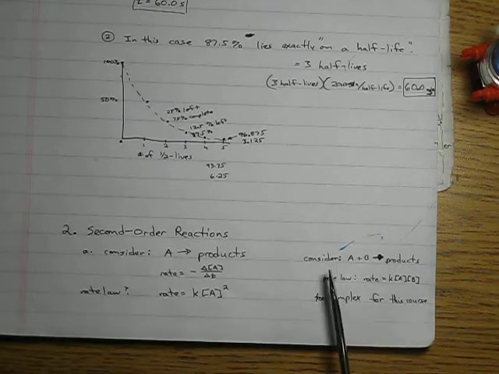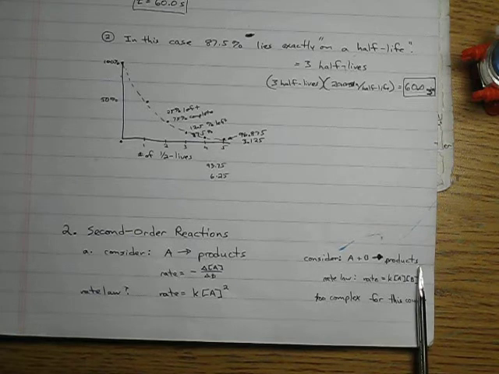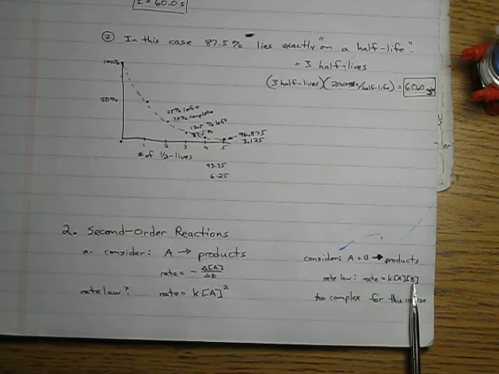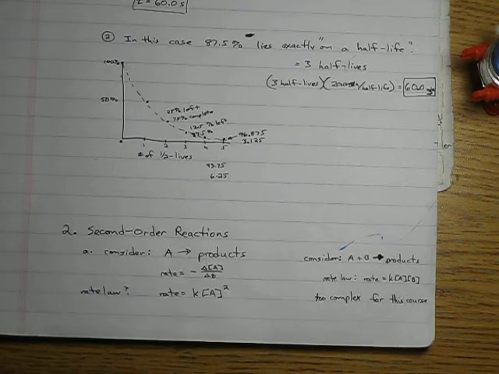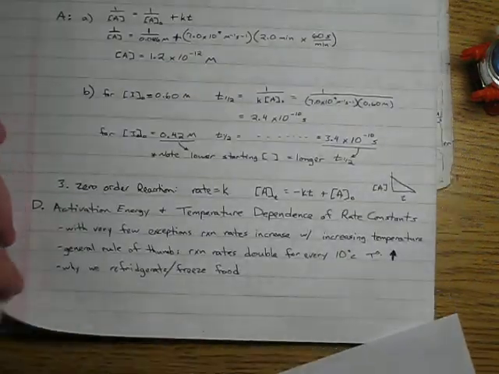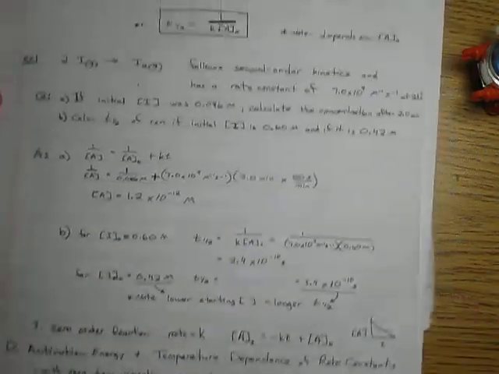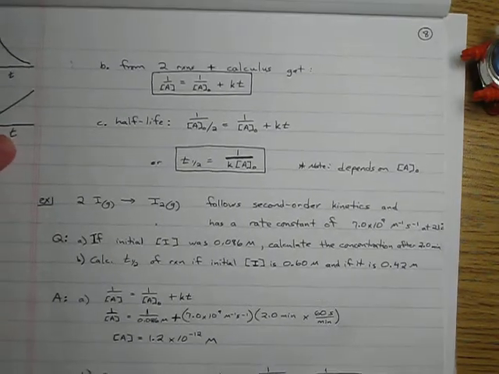Note that you could have had an A plus B goes to products, and if the rate law was rate equals K times concentration A times concentration of B, that would also be second order. But the math to get to the second order rate equation is just too complex. It's doable for all you math junkies. I'm not a math junkie, so I'm not going to do it. I'm just going to cut to the chase. And here's the chase right here.